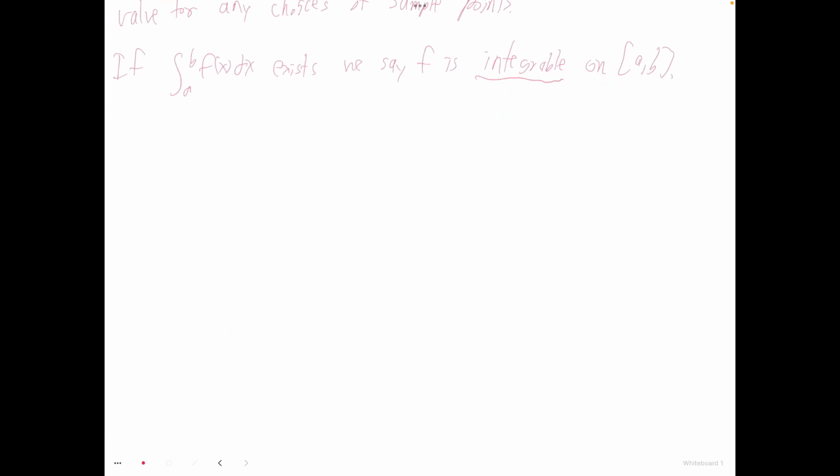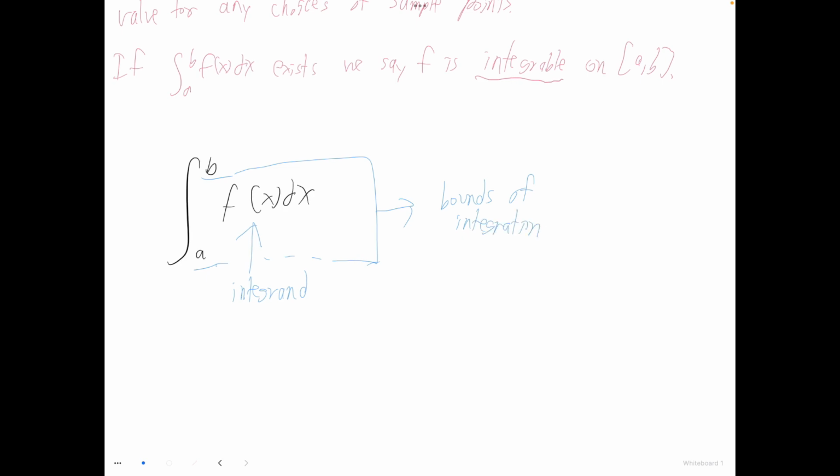Let's talk a little bit about notation when it comes to integrals. We have this elongated s from a to b, f of x dx. The f of x is what we call the integrand. a and b are called the bounds of integration. And the dx tells us what variable to integrate with respect to.